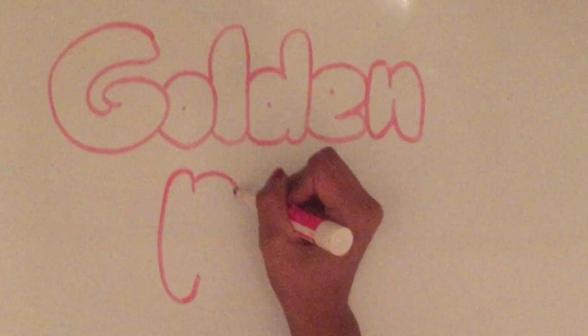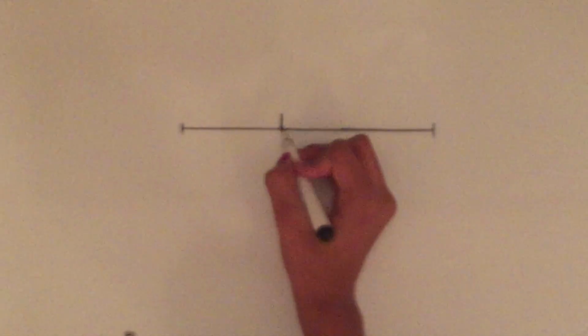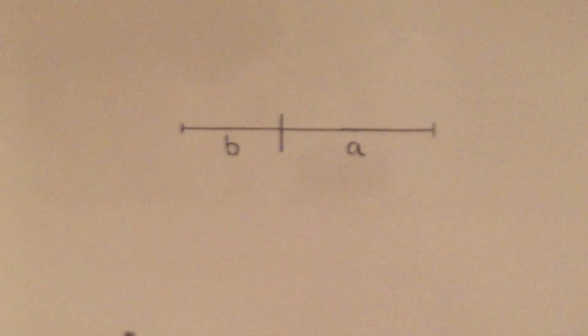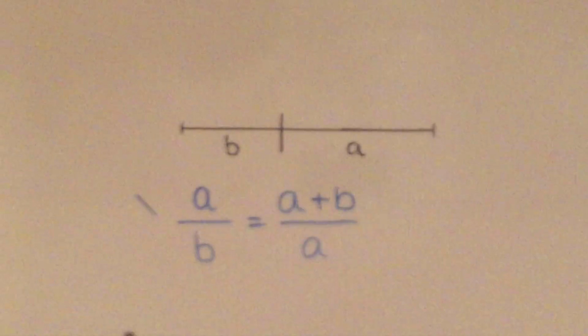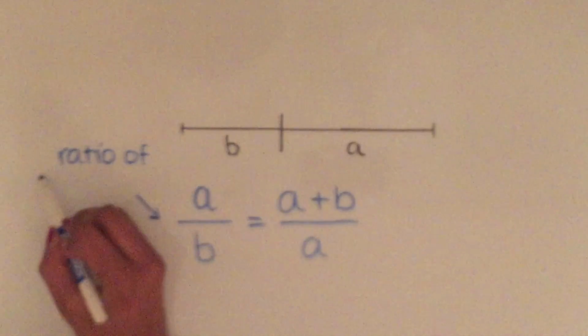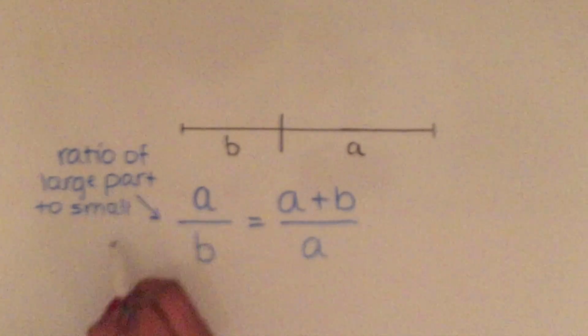So what is the golden ratio? The golden ratio is found when you divide a line into two segments and the ratio between the larger segment and the smaller segment is equal to the ratio between the whole length and the larger segment.